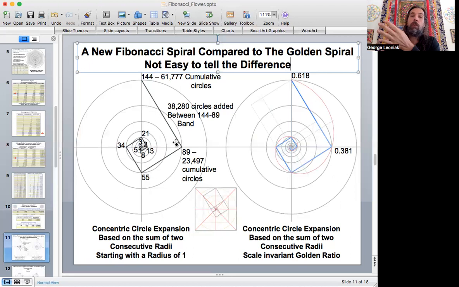If we were to have circles on this, these would be the values. Of course, 144 is the 61,777 cumulative circles. This band of circles that would be in here would be the 38280 circles, and the 89 circle, right? The Fibonacci number with the 89th circle would be 2,304.97, right? So that's the value that gives us 2.618 between 23497 and 61777, or 2.62. Okay, so that's enough on those numbers. I'm done with that.